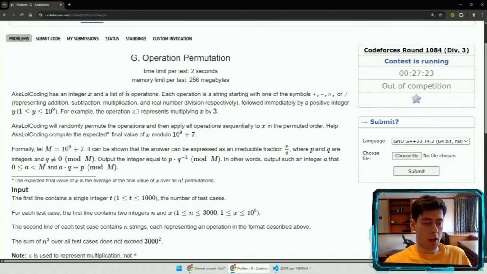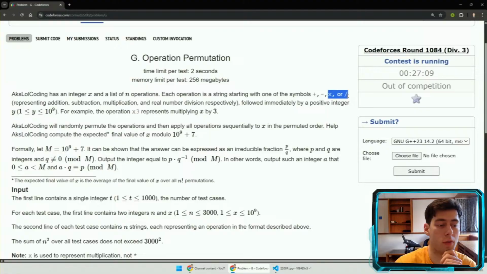We have an integer x and a list of n operations. Each operation is a string starting with one of the symbols plus, minus, times, or divide, followed immediately by a positive integer y. We'll randomly permute the operations, then apply all of them sequentially to x in the permuted order. Compute the expected value of x. What? The expected value? That's kind of cool. You can do that.